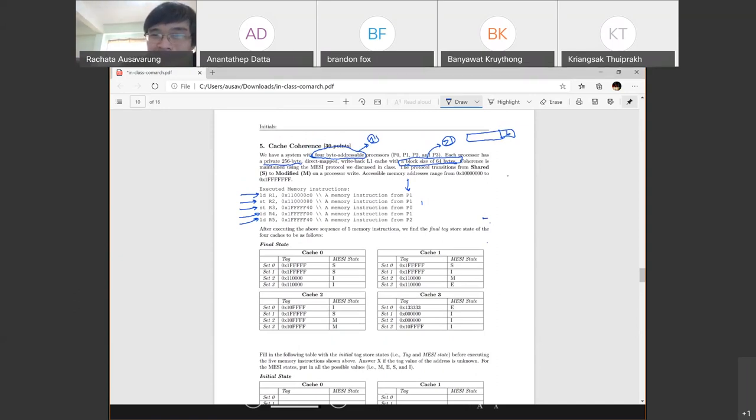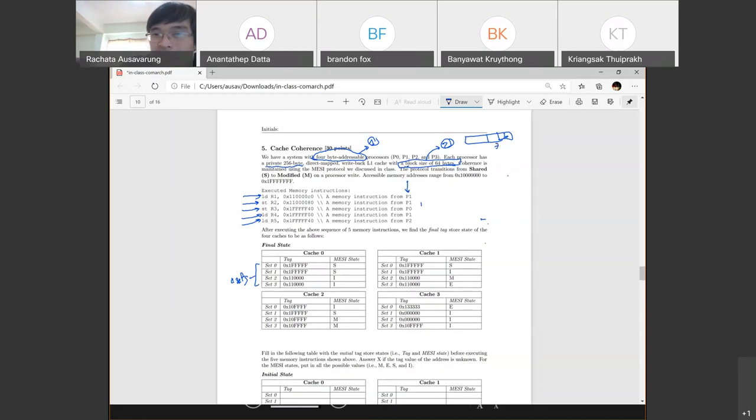There are 4 sets over here. If there are four sets, how many bits are for the set ID? Two, right? Log of four is two. So bit seven and bit eight are for the set ID. So this is the set ID.